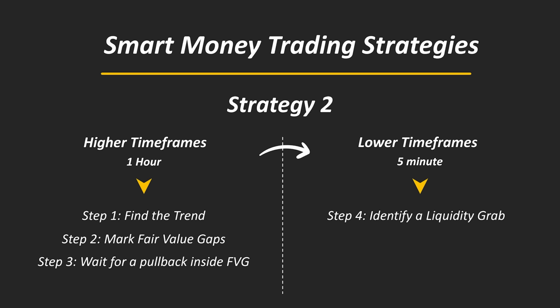A liquidity grab formation inside the higher time frame FVG. Once we see that, we enter the trade and set our targets. This strategy works because it combines three important concepts. It helps us trade with the trend, take entries from optimal trading zones, and use lower time frame charts for extra confirmation. Now let me show you how it works on the price chart.